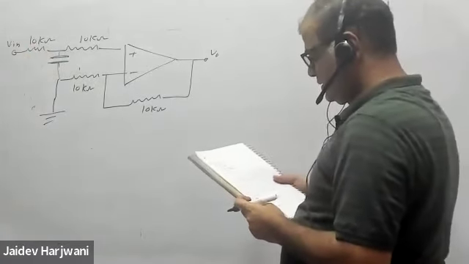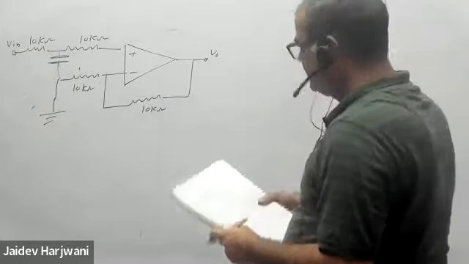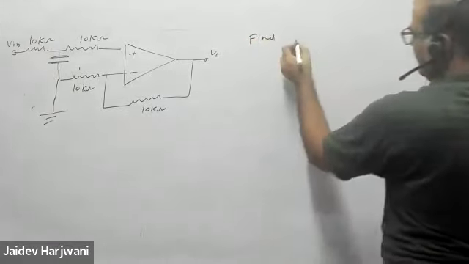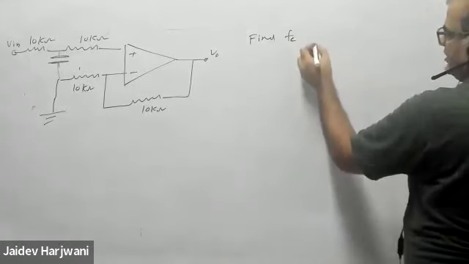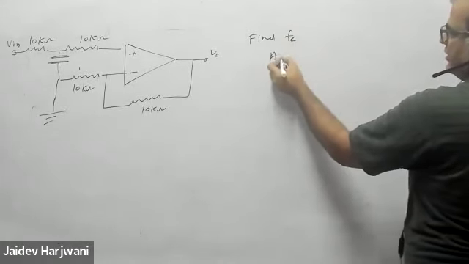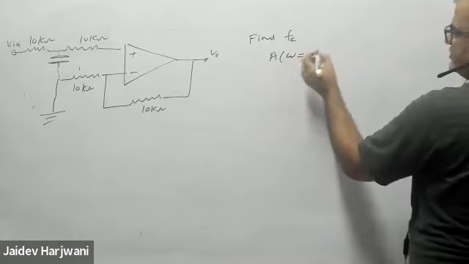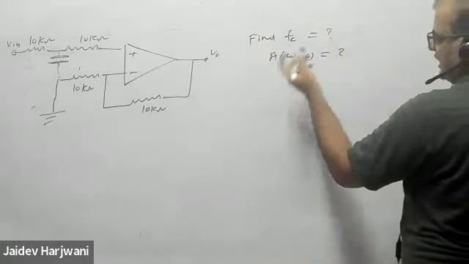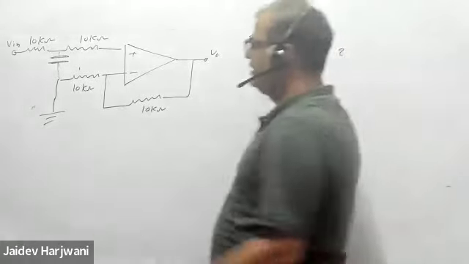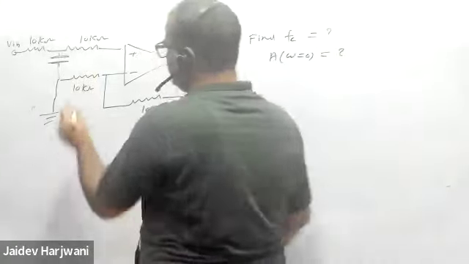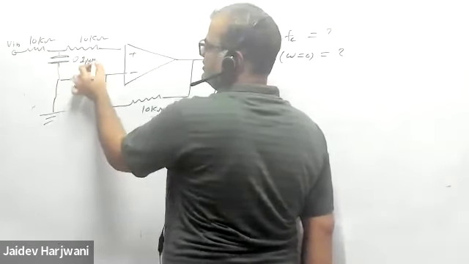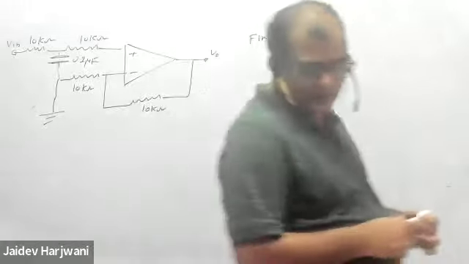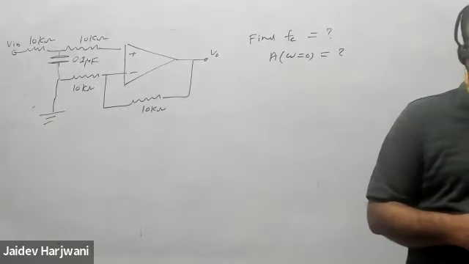Okay, now you have to find the cutoff frequency FC, and gain at zero frequency. Find the cutoff frequency, gain at zero frequency, and you tell me is it a high pass or low pass filter. And there's a capacitor C, and C value is 0.1 microfarad. Now tell me, is it a high pass or low pass filter?